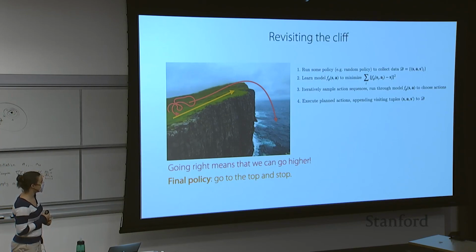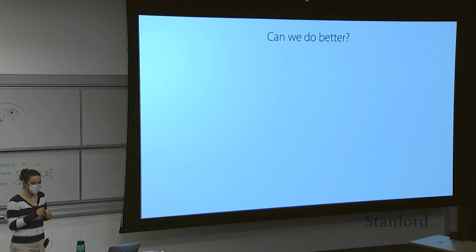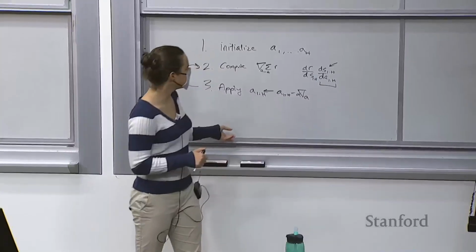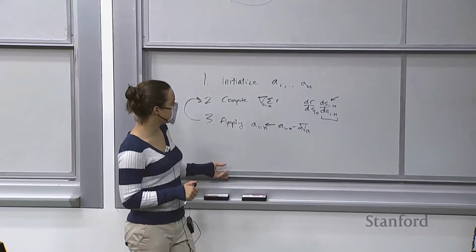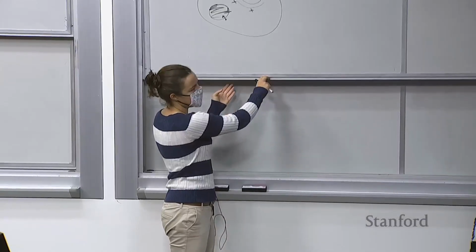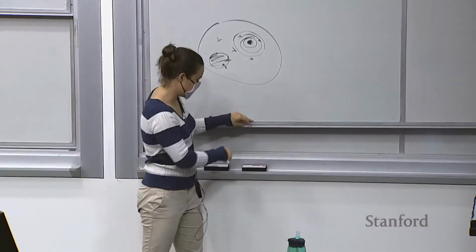So this is the complete version 1 of model-based RL, where you fit a model to some data, you plan using that model, and then you add that data to your buffer. Now, the last version that I'd like to talk about is trying to do a little bit better than this. And this is getting back to the question of open loop versus closed loop. One of the things that you might have noticed is that right now we are planning a sequence of actions and then executing those actions in the environment.